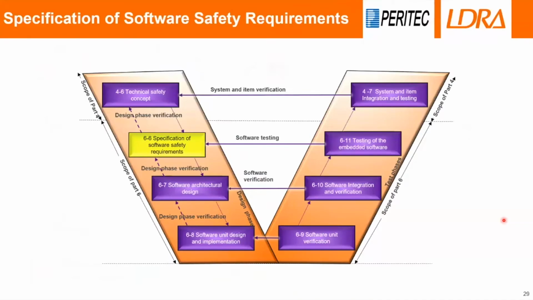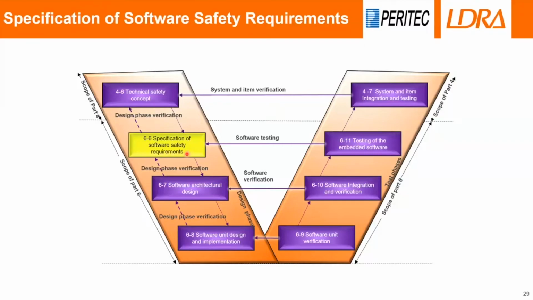So let us look into an example of the automotive industry, where I'm talking about the specification of software safety requirements. There are primarily two activities which come up as part of the specification of software safety requirements. The inputs may be taken from the system level technical safety requirements or technical safety concept. And based on that, we are supposed to develop the specification for software safety requirements.